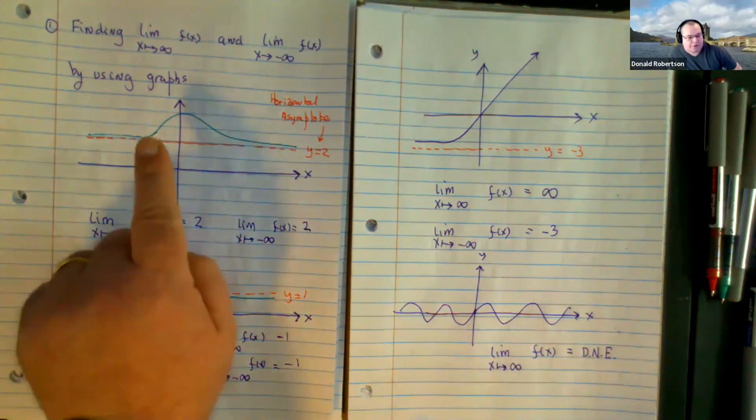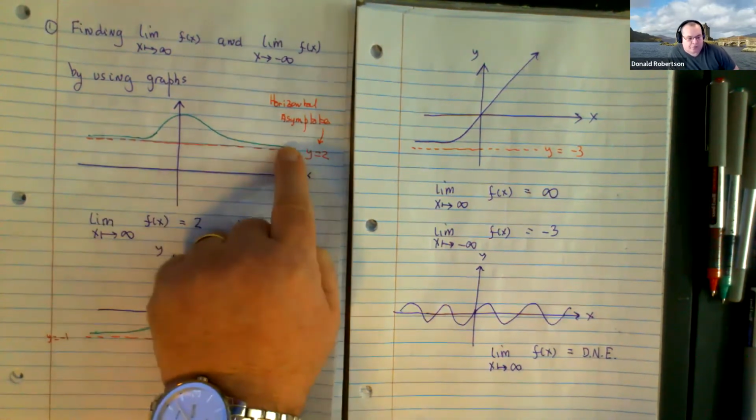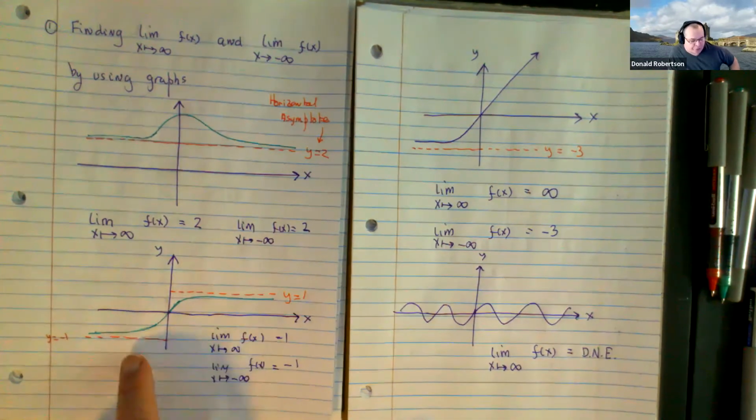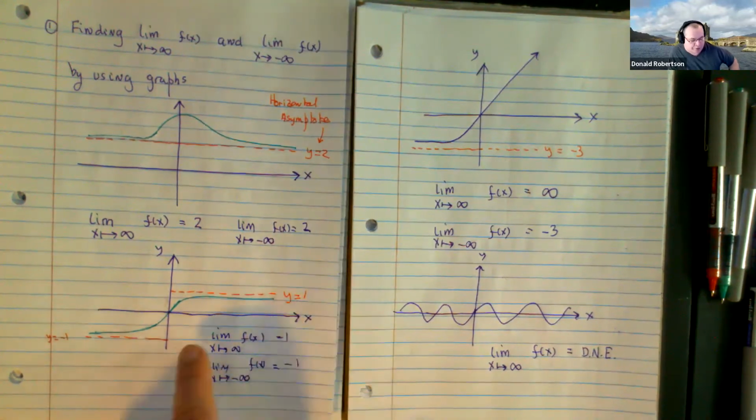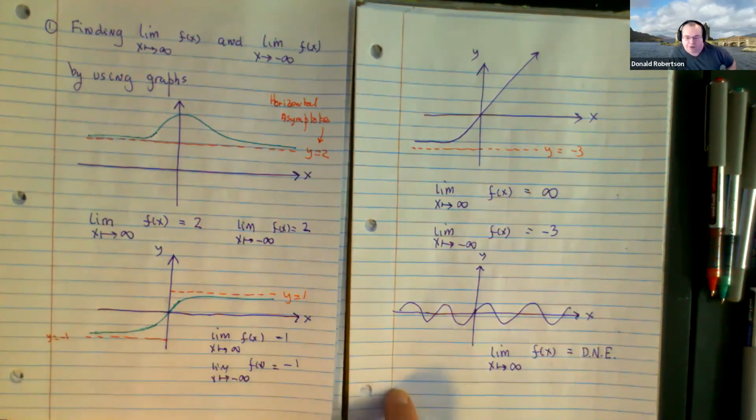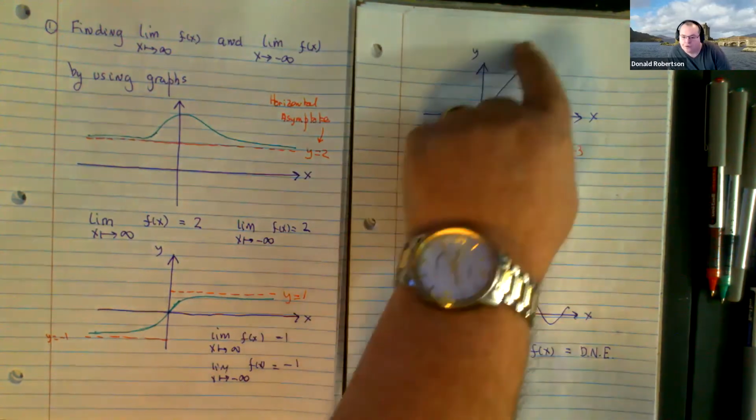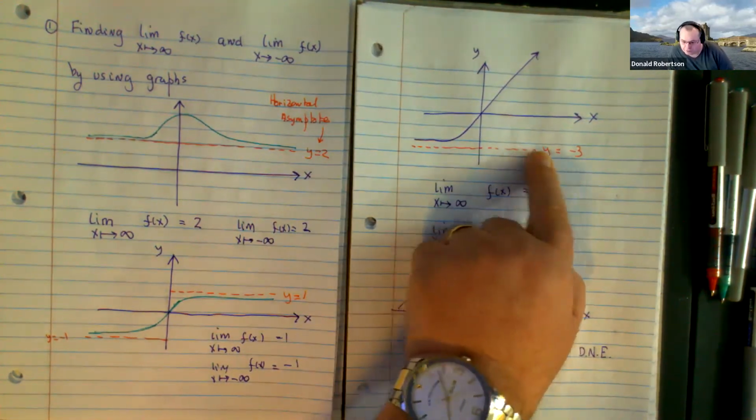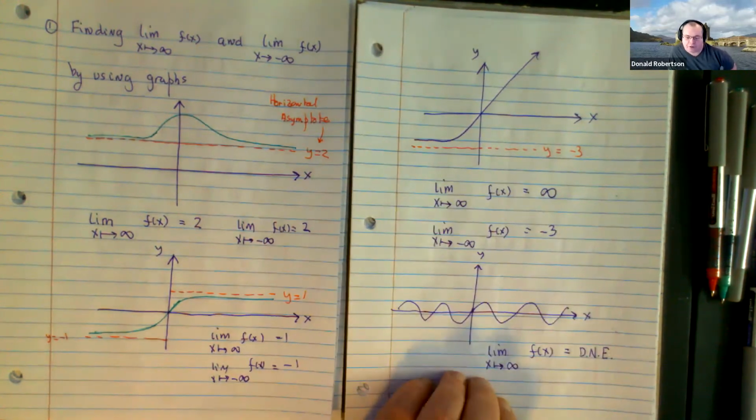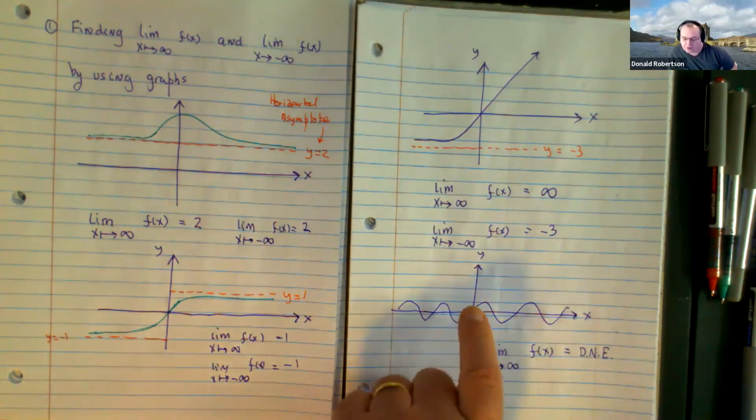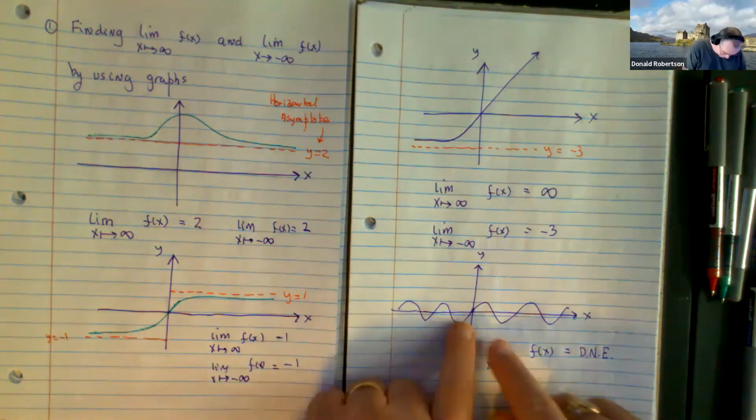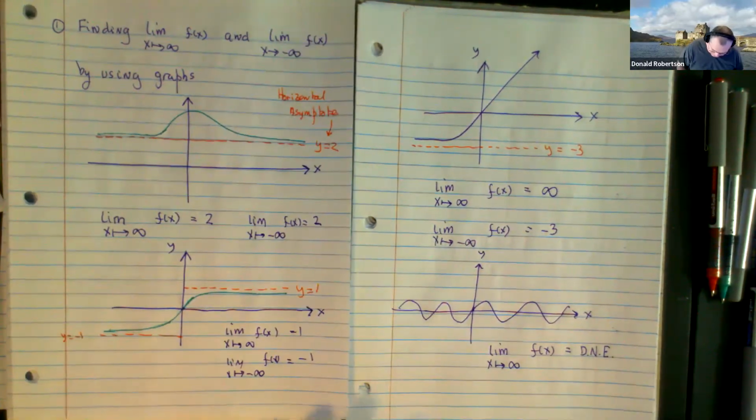So you can have horizontal asymptotes on both sides that are the same number. You can have horizontal asymptotes where on one side it's one number and the other side it's a different number. You can have graphs where on one side it shoots off to infinity and on the other side it levels off at a horizontal asymptote. And you can have functions that have no limit as x tends to either infinity or, in this case, also negative infinity.